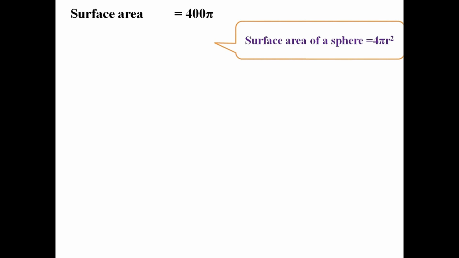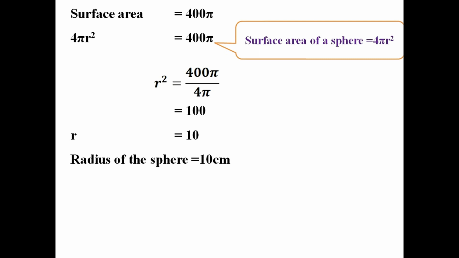Given that the surface area of the sphere is 400 pi. Now the surface area of a sphere is 4 pi r square. Therefore, we can write 4 pi r square equals 400 pi. Therefore, r square is equal to 400 pi divided by 4 pi, that's equal to 100. Hence, r equals 10. That is, the radius of the sphere is 10 centimeters.